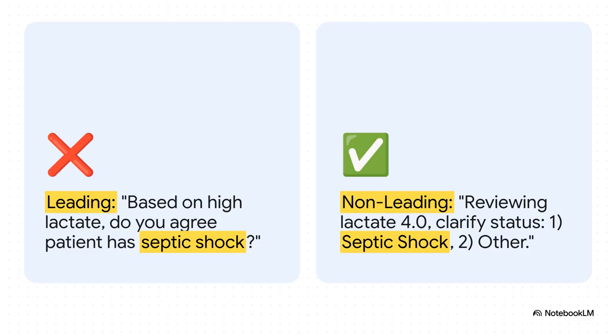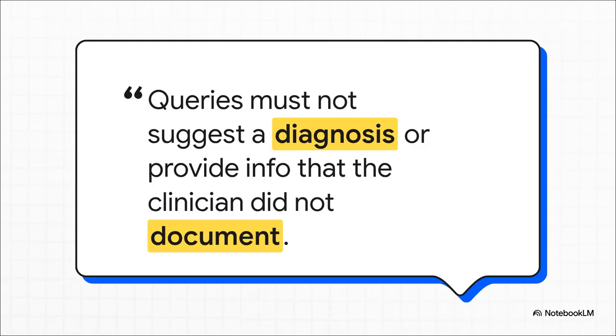Now on the right, that's the correct way. You state the clinical evidence, the lactate of 4.0, and then provide a multiple-choice list of non-leading options, and you always include an option for other or clinically undetermined. It all boils down to this golden rule of compliance. Queries must not suggest a diagnosis or provide clinical information that the clinician didn't document themselves. They have to be auditable and strictly evidence-based.